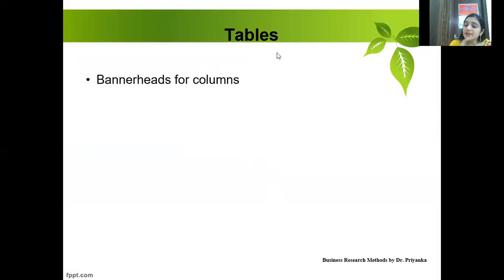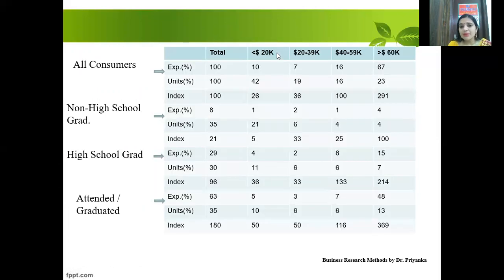Then tables, with banner heads for columns and stub heads for rows. For example, like this. You can tabulate the whole data like this: all consumers, percentage units, and their index number, right? Non-high school grads, again the same units, then high school grads, and then those who attended college or who have graduated, right? So this way you can formulate an index number table.